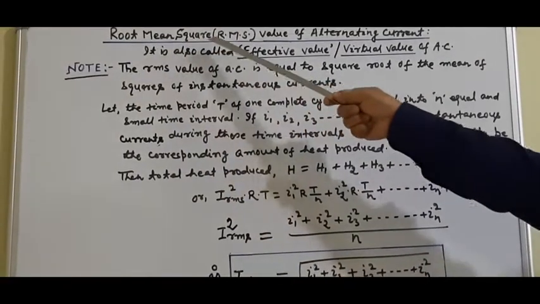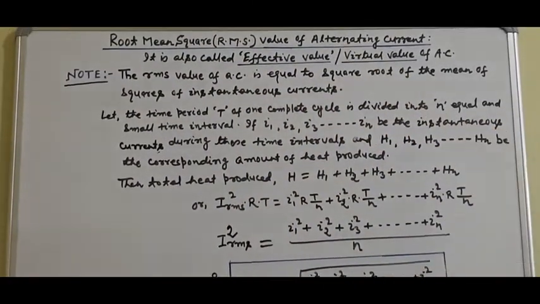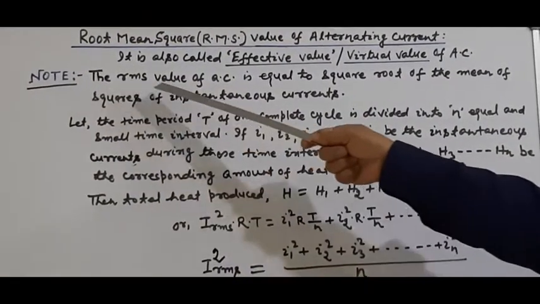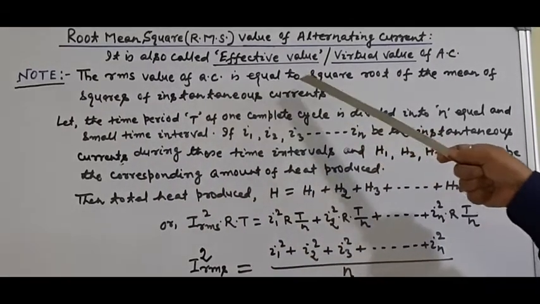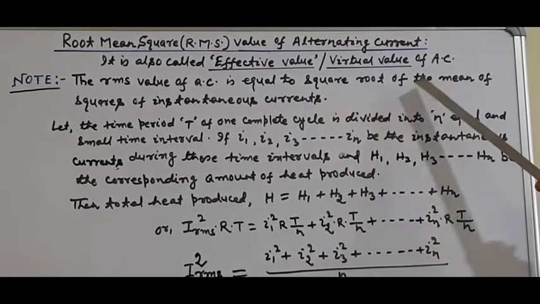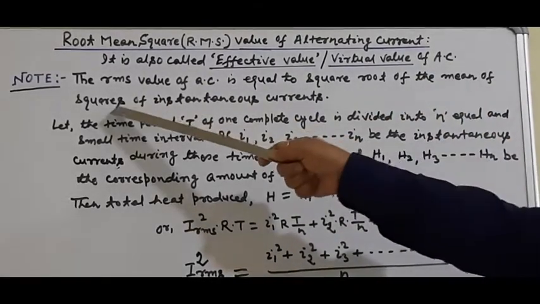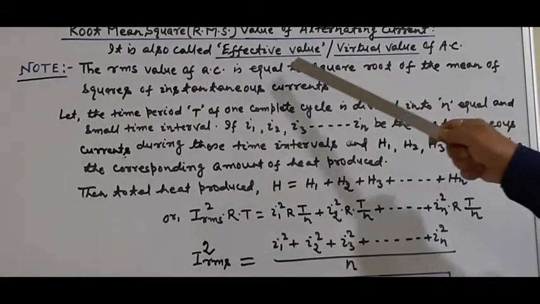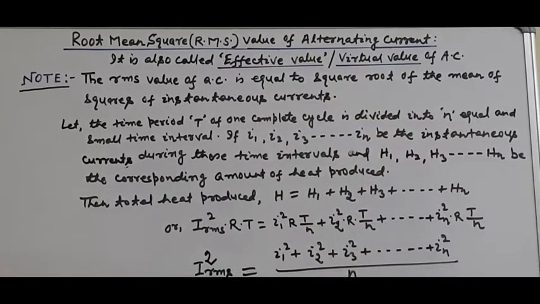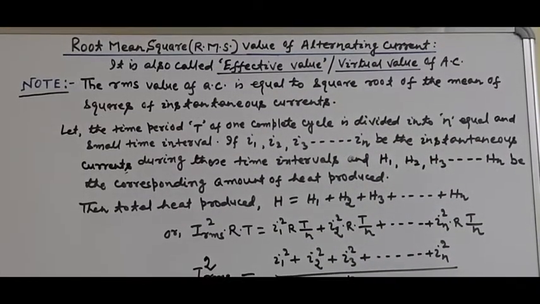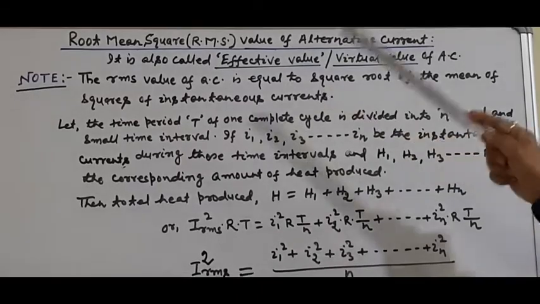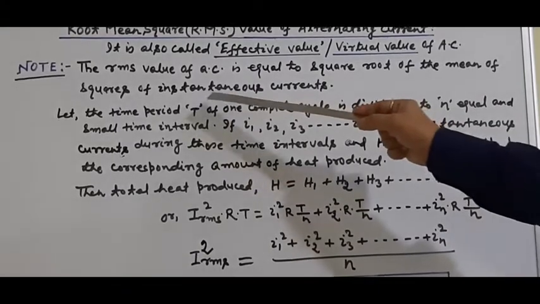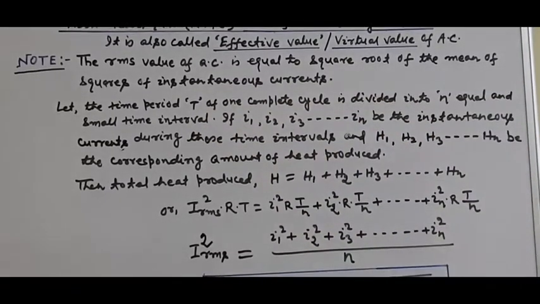About root mean square value of alternating current, one important point should be noted: the RMS value of AC is equal to the square root of the mean of squares of instantaneous current. And this statement will help you in solving the numericals. Hence, we will find the formula of RMS value of AC in terms of the instantaneous current.